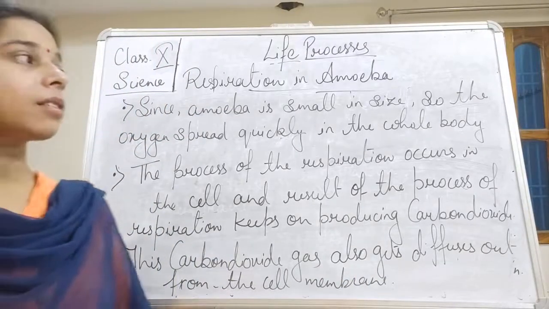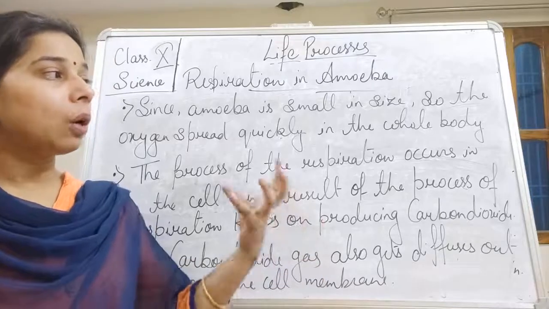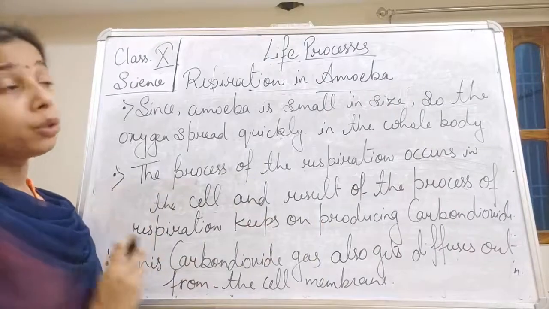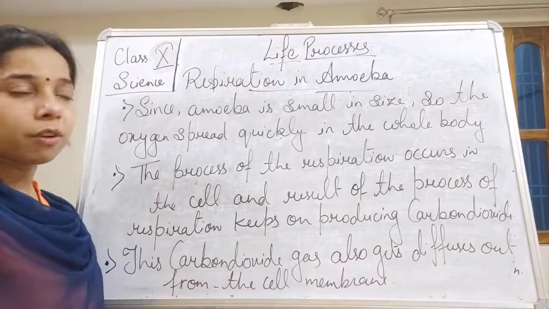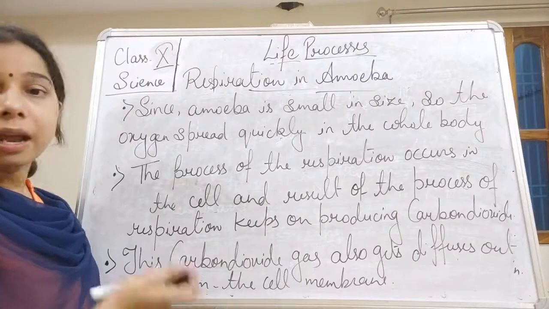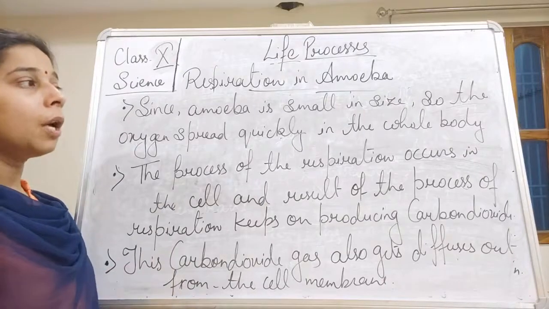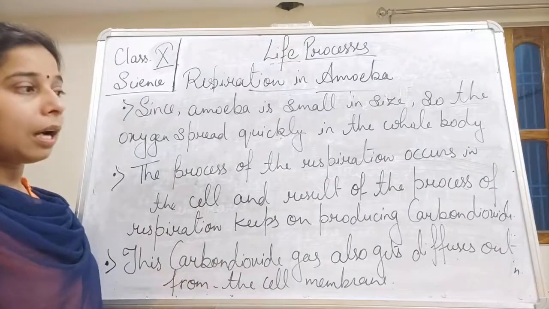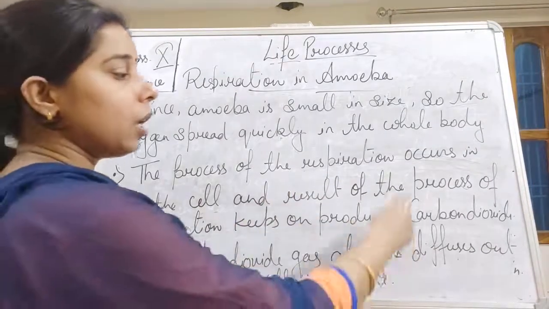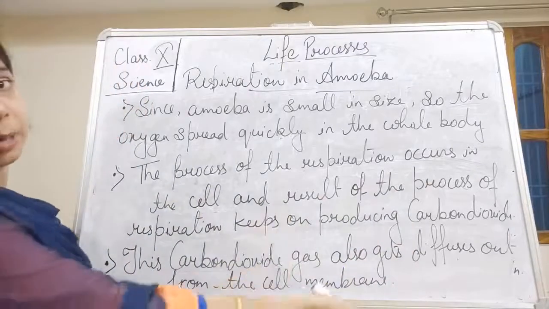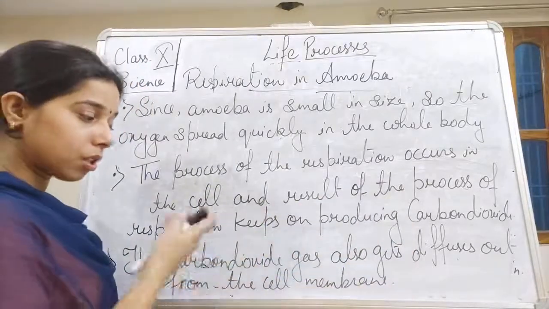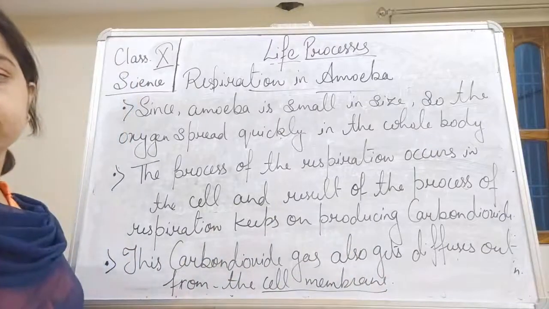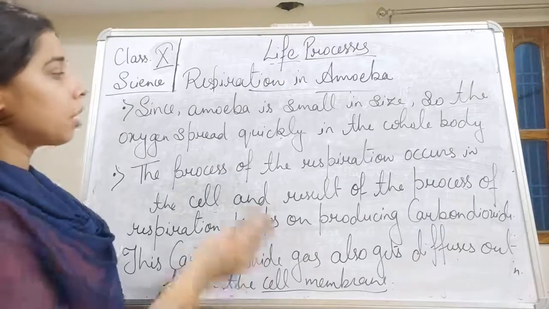So basically it is small in size, and when the oxygen present in the water reaches the body of the amoeba, then through the cell membrane, by the process of diffusion, this oxygen enters the body. Because of the small size, the process of respiration is fast, and finally carbon dioxide is produced, and this carbon dioxide also diffuses out through the cell membrane. Okay, so this is how respiration occurs in amoeba.